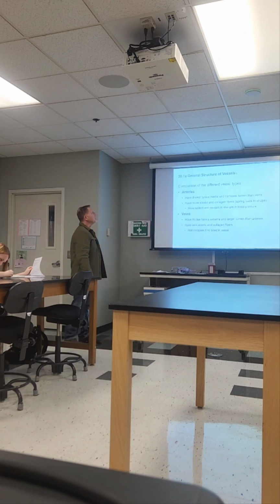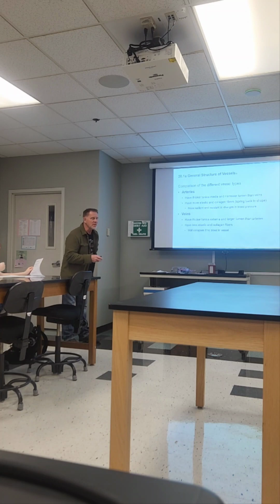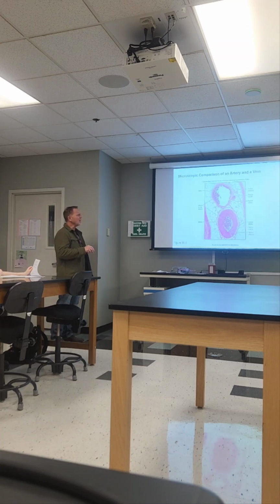So let's take this a little further. We've been talking about these arteries and these veins, looking at the differences in those layers, the tunica external, media, and internal. Well, this tells you a little bit about what we just went over, and this shows you in a cross section what you would expect to see. So here's your artery, big, thick tunica media. Here's your vein, very small.